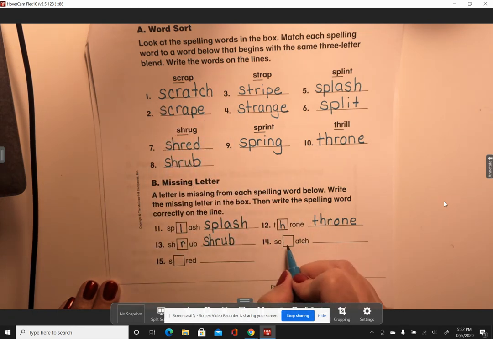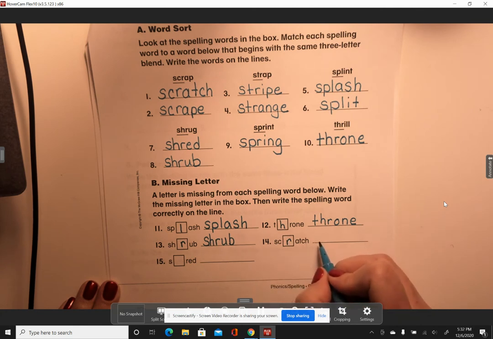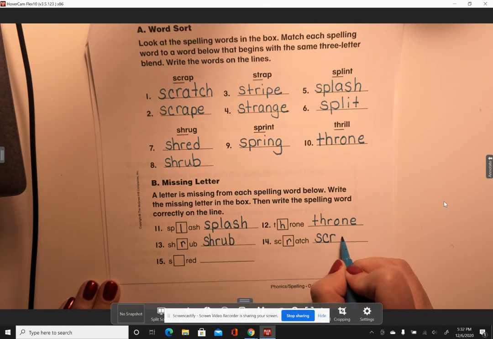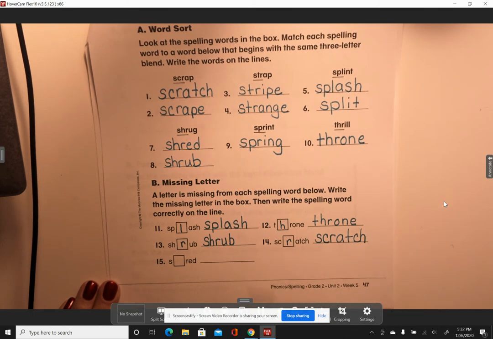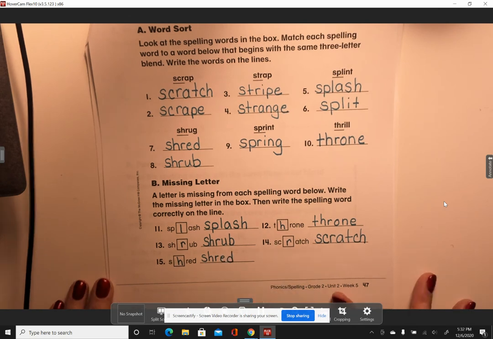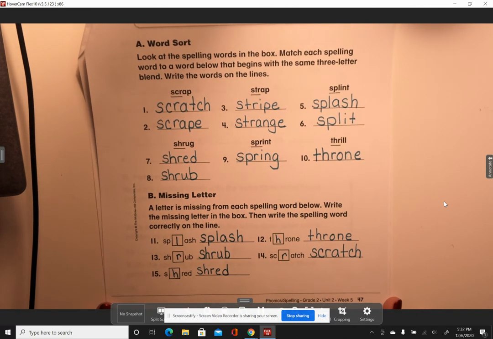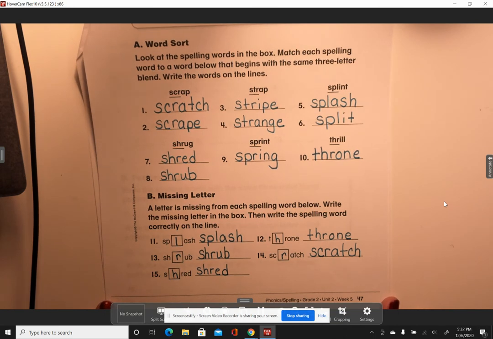So S-C-R-A-T-C-H. And the last one, shred. Shred. There we go. We're missing the H. S-H-R-E-D. Very good. So now if you need to catch up, this is a good spot to hit pause and finish up your work.